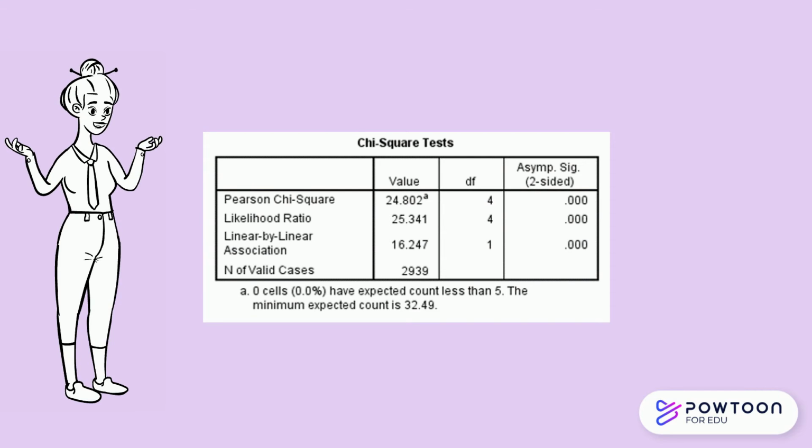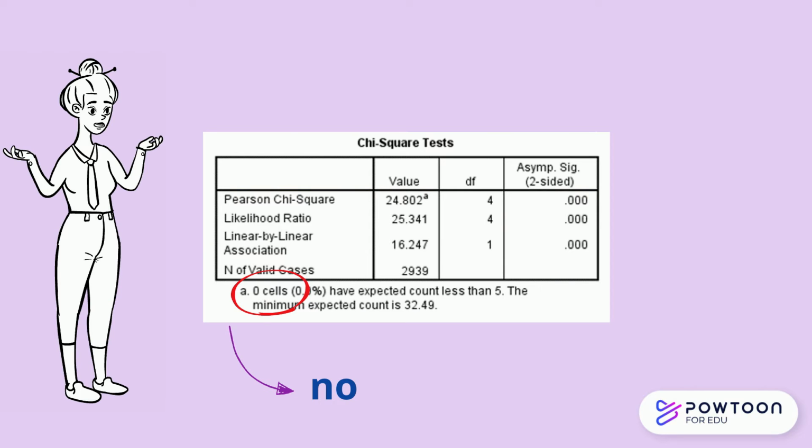Here we have our chi-square output table. Firstly, we want to look at whether we have any cells with an expected count less than 5. Here we can see this circled in red at the bottom. We can see we have no cells, which means we can move on. If we did have any cells with expected count less than 5, then we cannot move forward with our analysis.